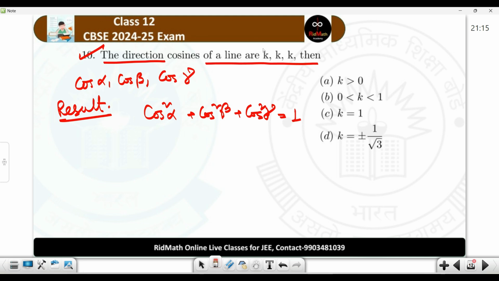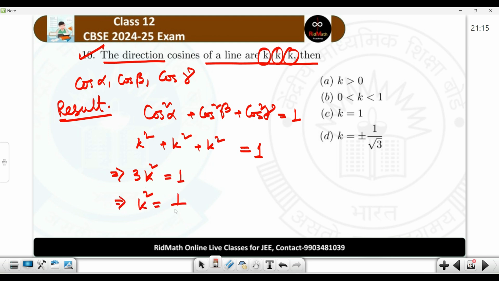That means for this case, this is k, k, and k. So k square plus k square plus k square is equal to 1. That implies 3k square equals 1, so k square equals 1 by 3. That implies k equals plus minus 1 by root 3. That means option D is correct: k is equal to plus minus 1 by root 3, whatever.